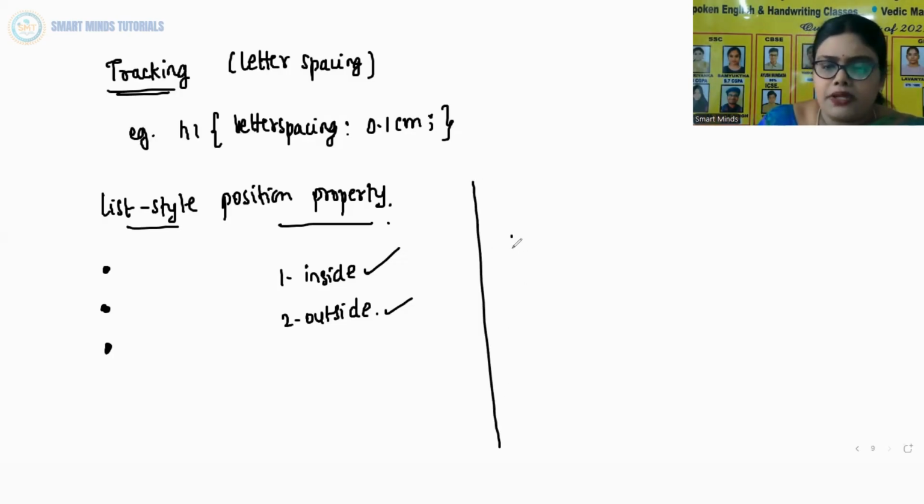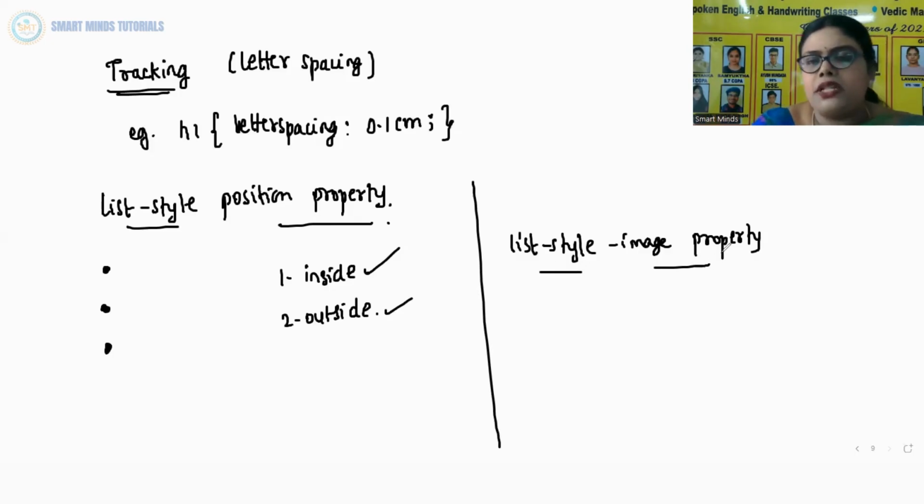Then the next property is the list-style-image property. The list-style-image property is used to specify an image as the marker rather than a bullet point or a number. So it requires the URL of the image as its value.